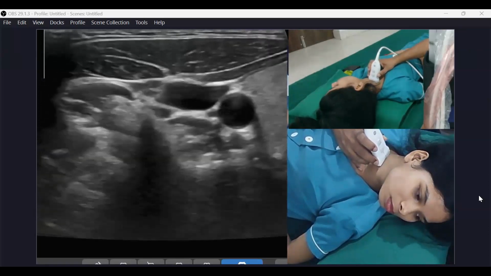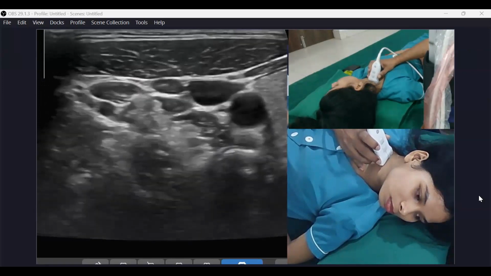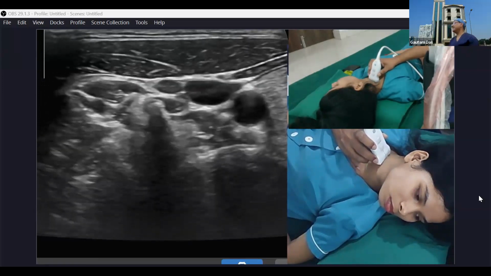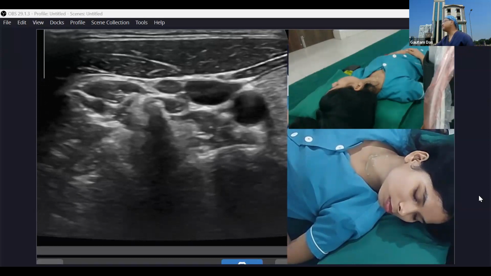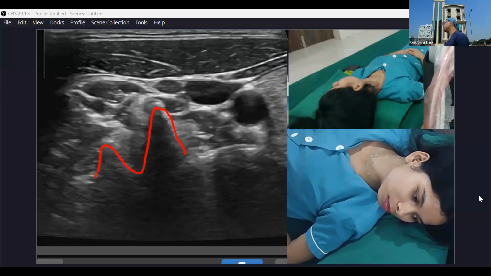Sir, can you please freeze it and mark every detail? Okay. So you can see something projecting there. Can you appreciate it? I'm just removing it to try to understand. So this is a bony shadow. You know why it's a bony shadow? Because I can't see anything here. That means this is a bone.